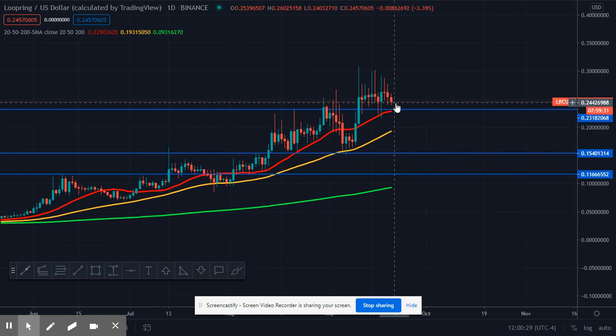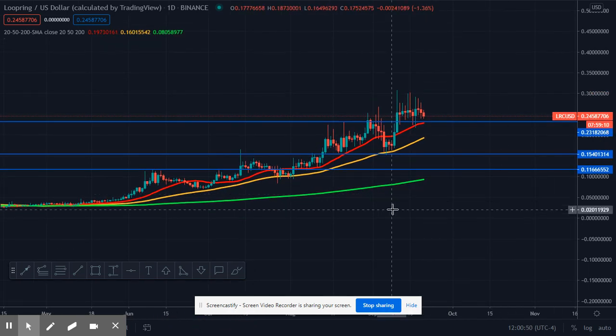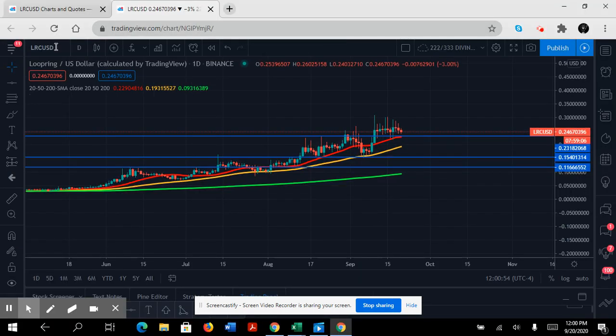So if we break below here, then possibly we can look for here, and then that's going to still be the 50% retracement area if it comes here. So we've got to monitor it. If price breaks below and closes below this level, we possibly could go lower. But yeah, that's that on that. Like I said, we're in higher highs and higher lows so far with that.